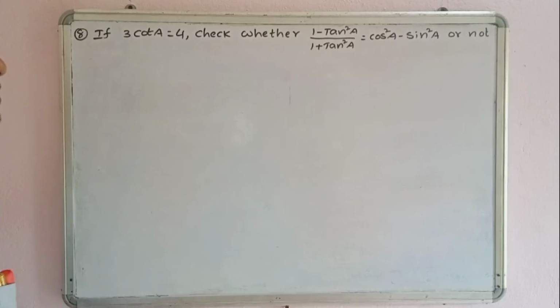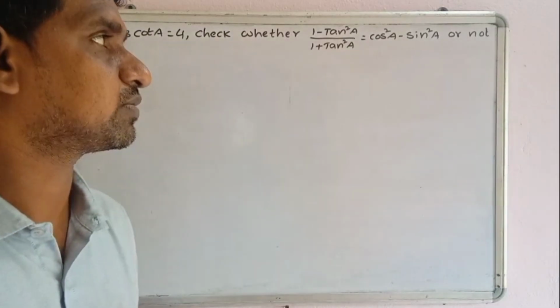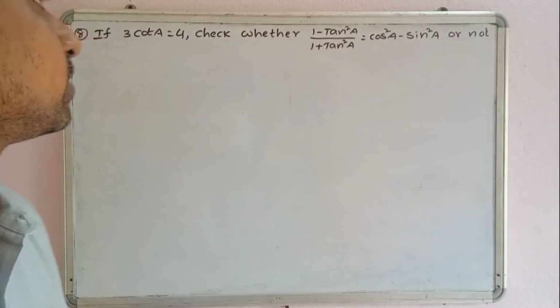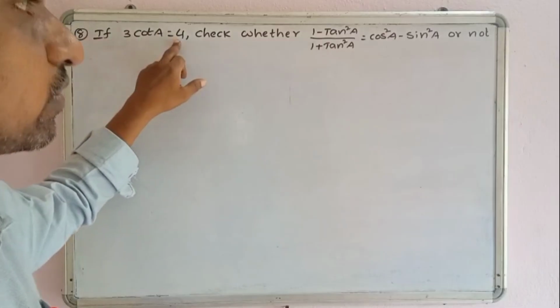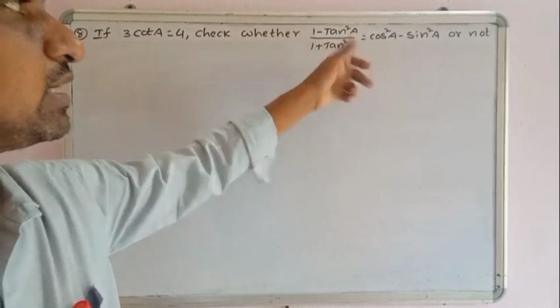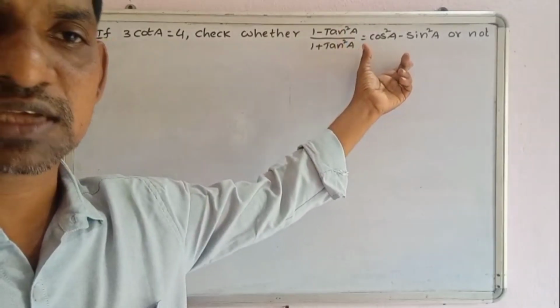See the problem number 8. If cot A equals 4, check whether (1 minus tan square A) by (1 plus tan square A) equals cos square A minus sin square A or not. Okay, if cot A equals 4, then we will check whether LHS equals RHS is correct or not.